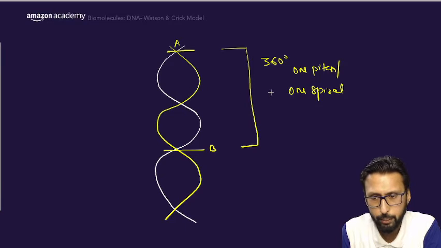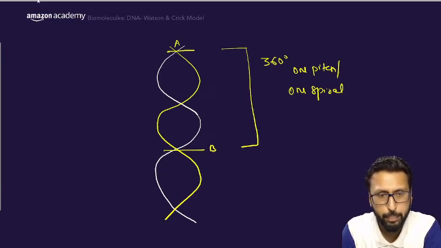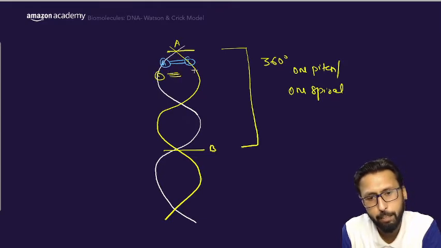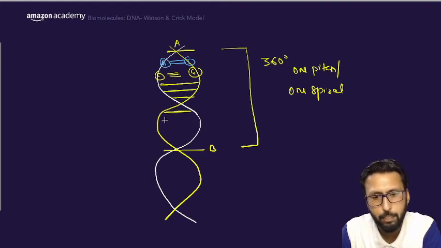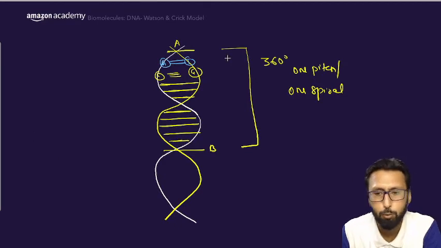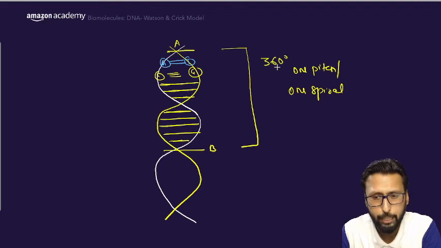Now in one pitch or one spiral we have 10 base pairs. Suppose here we have the A, here we have the T, so double bond, then we have the C and triple bond, we have the G. In similar fashion we have 10 base pairs. These are bases and they exist as pairs, so these are known as base pairs. We have 1, 2, 3, 4, 5, then 6, 7, 8, 9, and 10. So in one pitch we have 10 base pairs, and the total angle is 360 degrees.